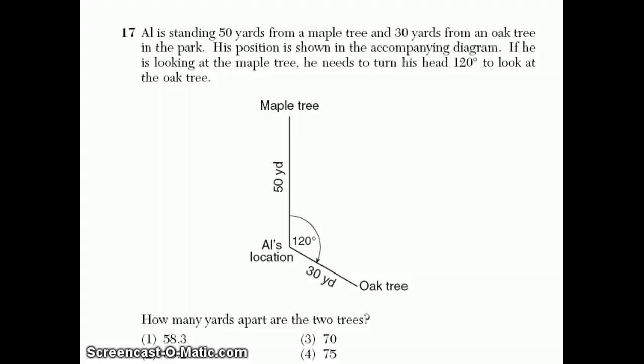Hi, this is Mr. Rubinstein, and this is part 4 of my review of the Math B Regents from June 2008. We're on question 17, and they have here this situation. They have a 50-yard length and a 30-yard length and a 120-degree angle, and they want to know how far apart are the two trees.